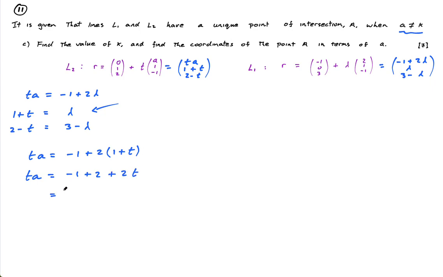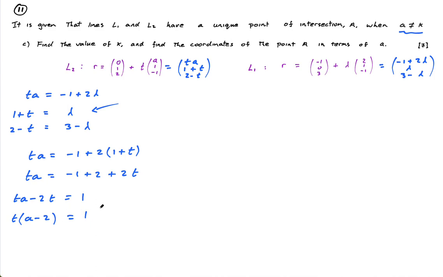Let's do this. ta minus 2t equals 1. So I've subtracted the 2t here, and minus 1 plus 2 is 1. Take out the t: t times (a minus 2) equals 1. So t is equal to 1 over a minus 2.